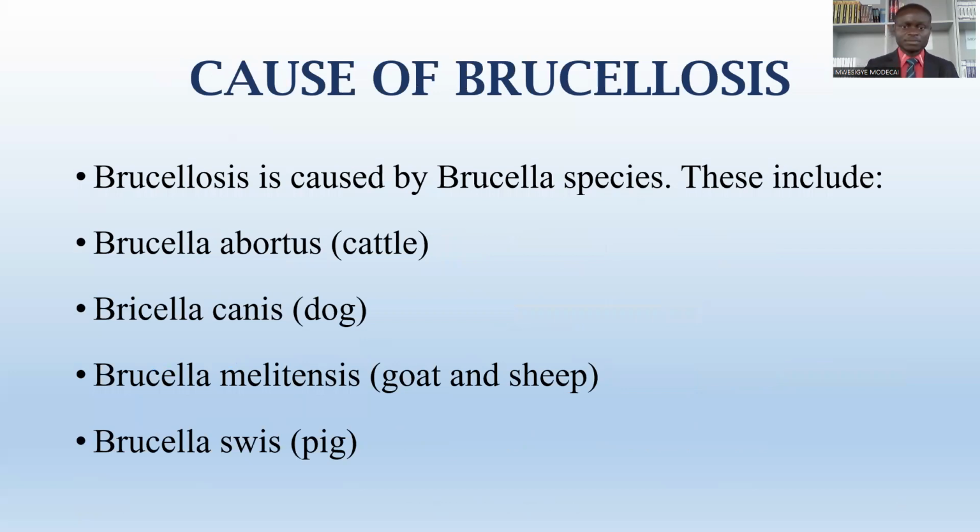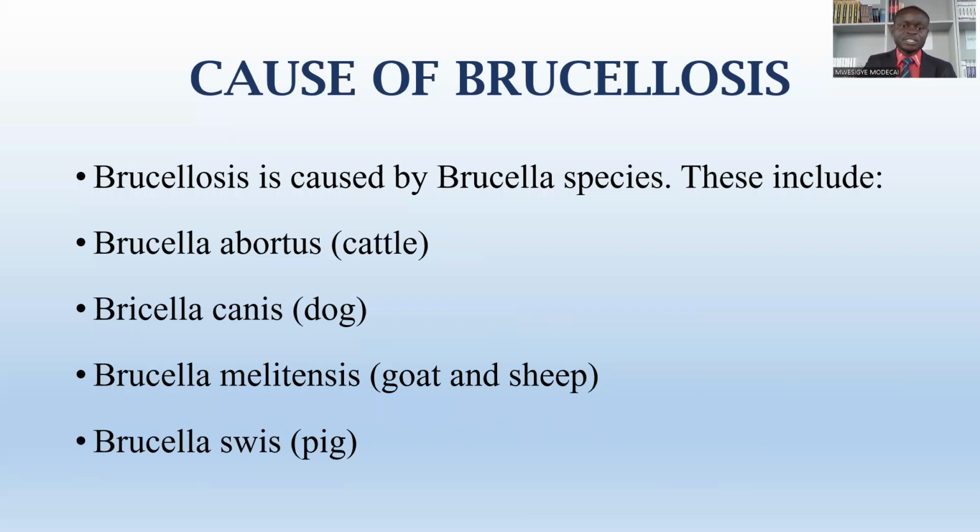Cause of brucellosis. The cause of brucellosis is Brucella species. And when we talk about Brucella species, it means there are many. So what are these Brucella species? The first one is Brucella abortus, and this is from the cattle. The next is Brucella canis, from the dog. The next is Brucella melitensis, from the goat and the sheep. And lastly, Brucella suis, from the pig. These are the Brucella species that are responsible for causing brucellosis.